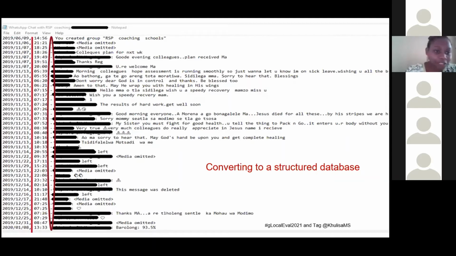Now, what is the strategy to extract the information? If you want to extract the timestamp, you will see that between the timestamp and the sender's name, you have dashes. So when you write your code, you make it in such a way that it extracts the information just before the dashes. That will give you the timestamp.